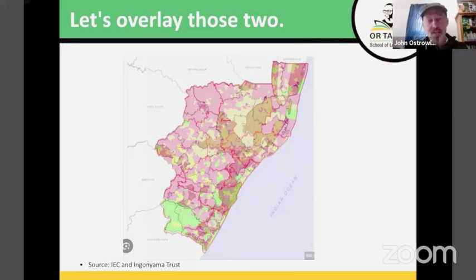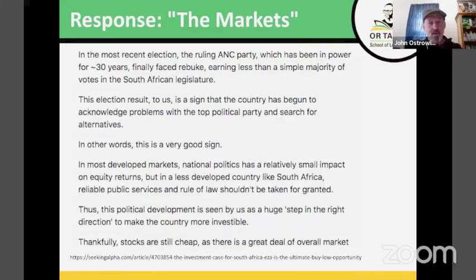So this suggests that there's quite a strong element of traditionalism among the people who vote IFP. This is a response I saw today from the so-called markets. This is from Seeking Alpha, which is a well-known stock trader website. And you'll see that they say, in the most recent election, ANC, which has been in power for whatever, finally faced rebuke, earning less than a simple majority.